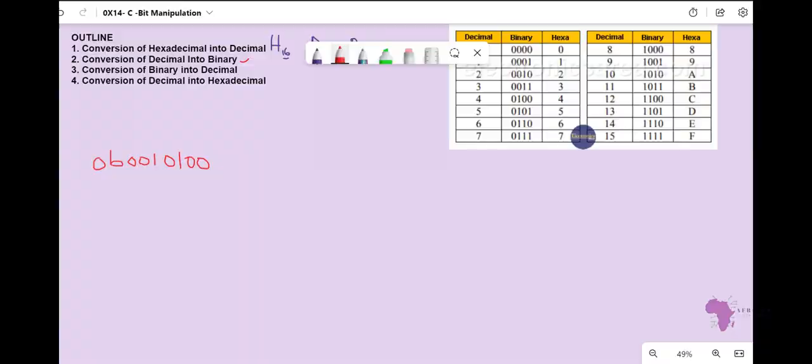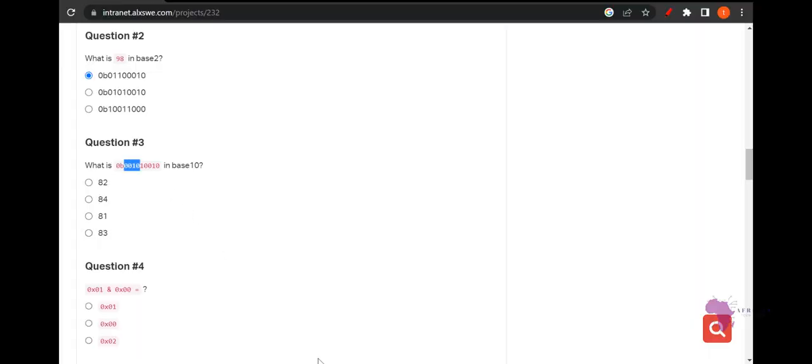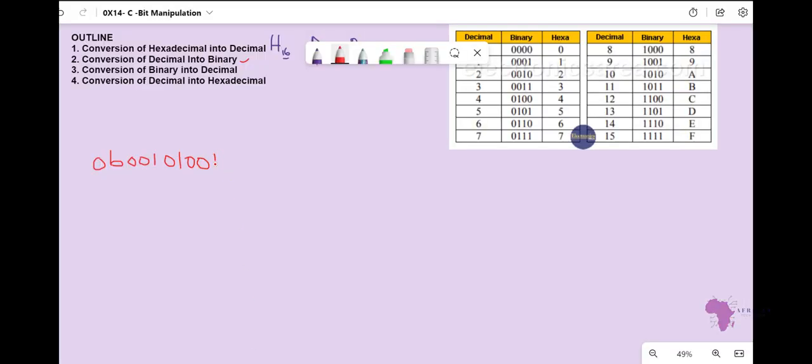Let me check again. 100 and then 10. Yes, 100 and then 10 like this. So these are now 8 bits. Okay, first of all, assume this other part. Assume this other part. What are you able to understand?